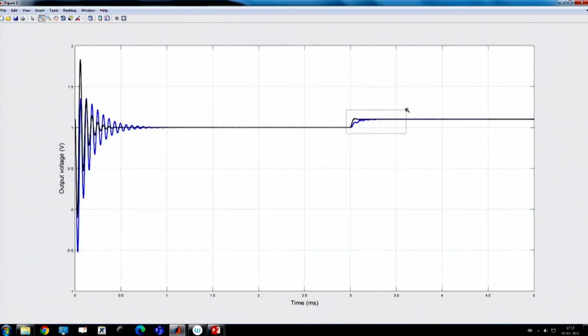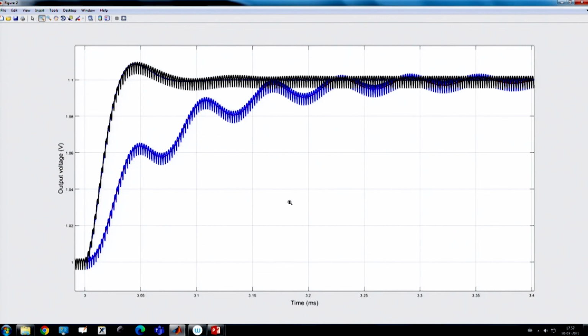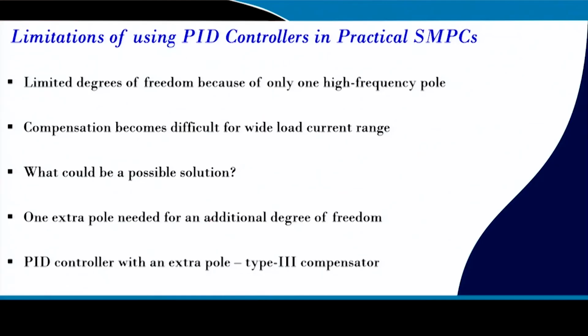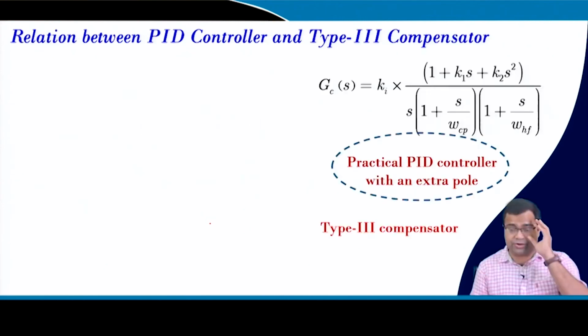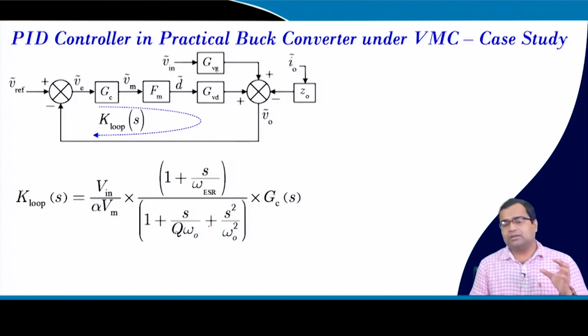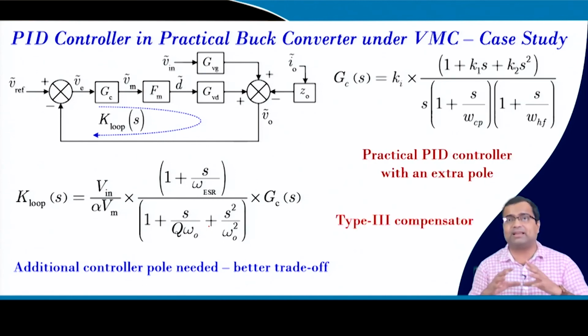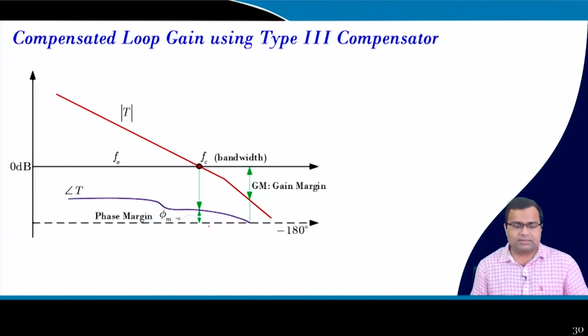That means this is possible because we have an additional degree of freedom. So, the type 3 compensator gives an additional degree, and with the PID controller we have real difficulty for a wide operating range. So, that means a type 3 compensator will be used, which is nothing but a practical PID controller with an extra pole. Okay. Now, I have shown you the case study. The better trade-off can be obtained by a compensator, and we will discuss the design in the next class.